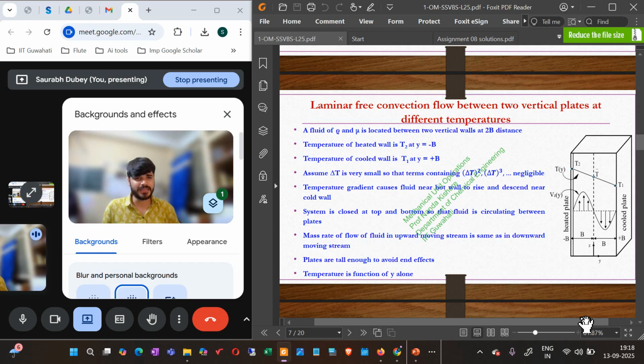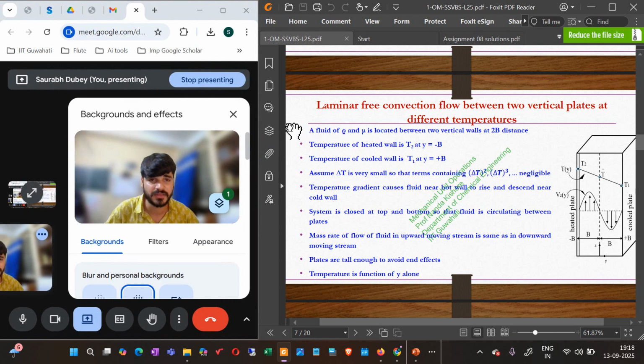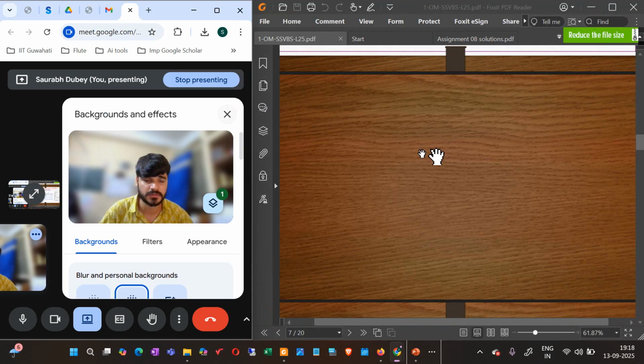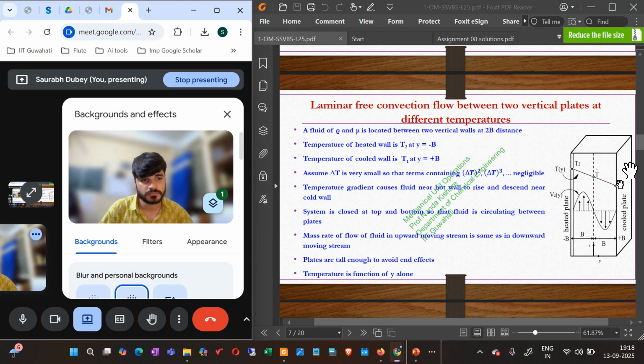So this is laminar free convection flow between two vertical plates at different temperatures that we are looking at. The diagram that you are looking at is this one. Let me fix it here. Yes, so you can see that this is the cool plate, this is the hot plate, right?